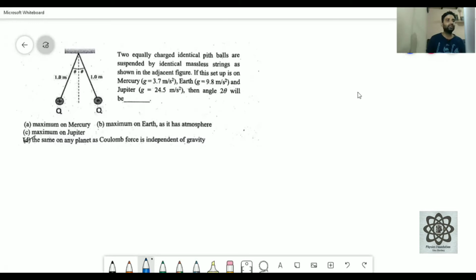How this angle is being changed. So this tick is there because the student who has marked the paper has ticked this. I'm not saying this is not the answer, or that it is the answer. We'll find out. Let's see.